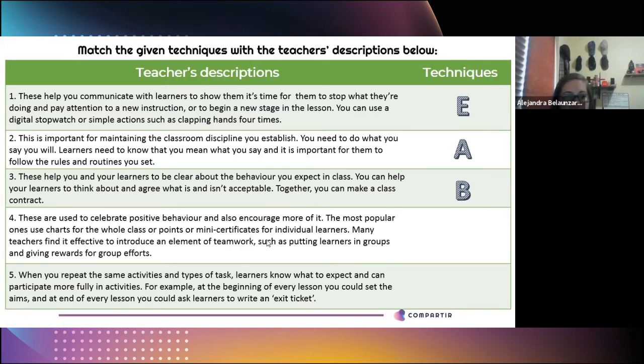Then I have number 4. These are used to celebrate positive behavior and also encourage more of it. The most popular ones use cards for the whole class or points or mini certificates for individual learners. Many teachers find it effective to introduce an element of teamwork, such as putting learners in groups and giving rewards for group efforts. Okay, yes, that would be letter C, rewards system.